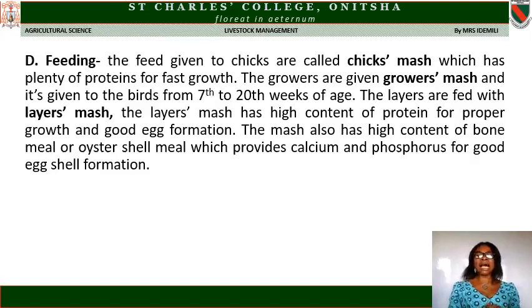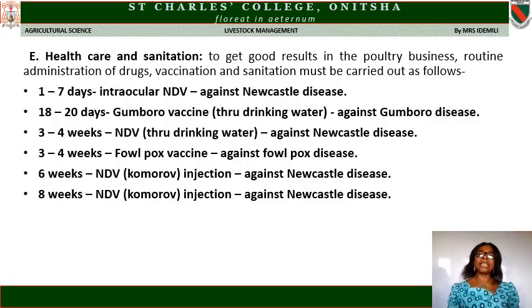The layers mash has high content of protein for proper growth and good egg formation. The mash also has high content of bone meal or oyster shell meal, which provides calcium and phosphorus for good eggshell formation. Number E is the healthcare and sanitation.